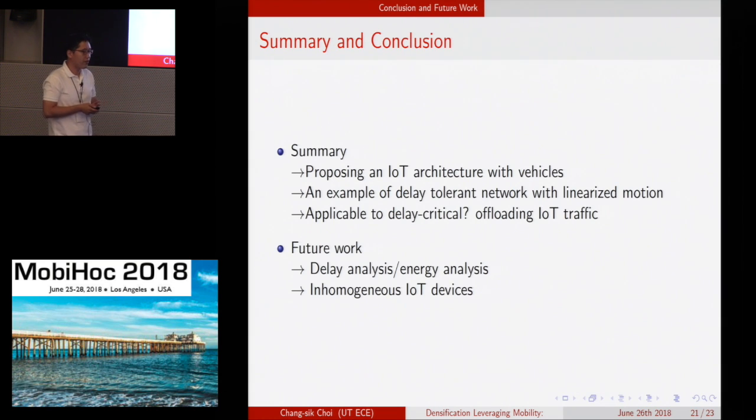And here's the summary. We propose an IoT architecture leveraging vehicles. And this can be interpreted as an example of a delay-prone network with linearized motion but random orientation. And this can be applied to delay critical networks by looking at this approach as an offloading technique. And there is future work, which includes the delay analysis and considering inhomogeneous IoT devices.